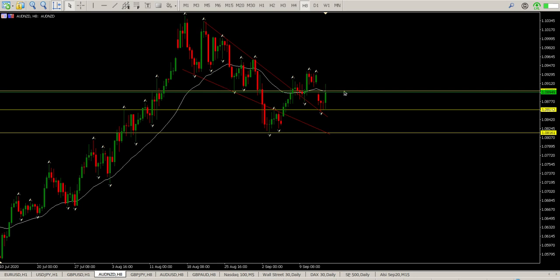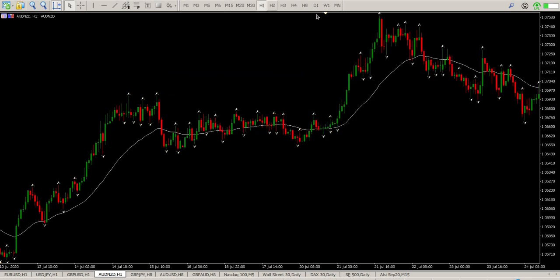Only problem I've got with it is this level here of 1.08979. That level needs to go. You can see it is the moving average as well. We need to get above it and come back and test that area. I think that is the setup at the moment for me.